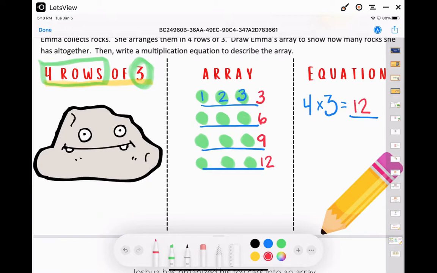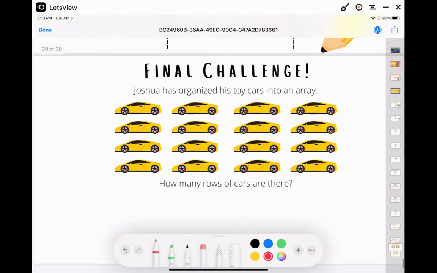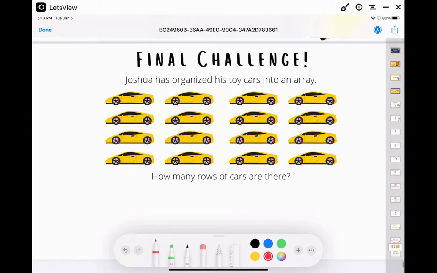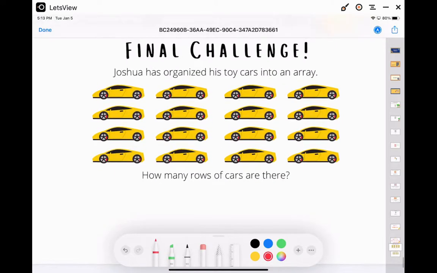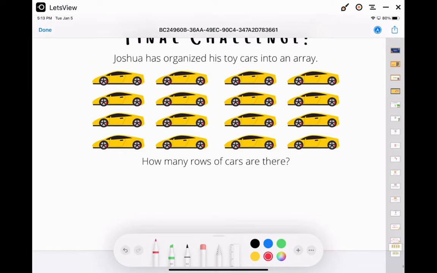How did we do, guys? Did you get the answer correct? I hope so. Well, now it's time for your final challenge. For this problem, you are going to answer in your Nearpod. The problem says, Joshua has organized his toy cars into an array. The first question is, how many rows of cars are there?